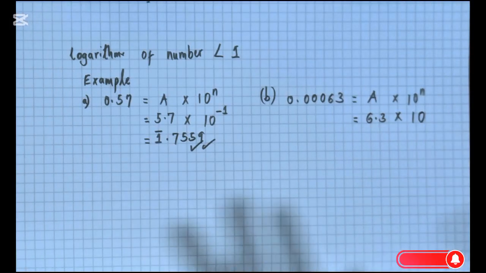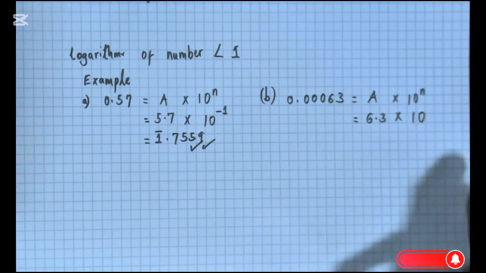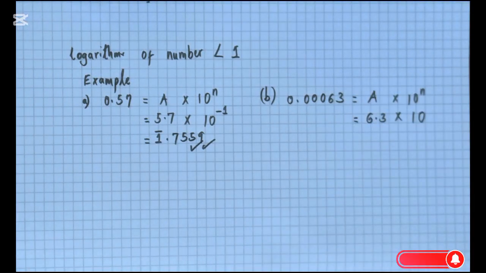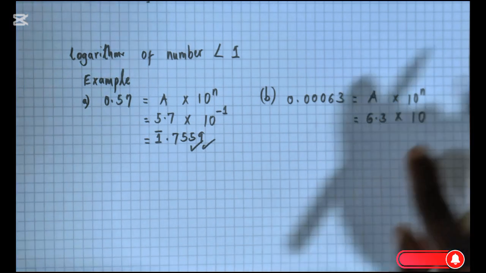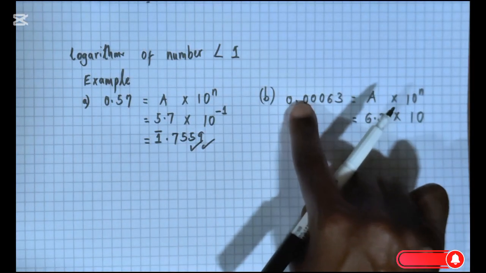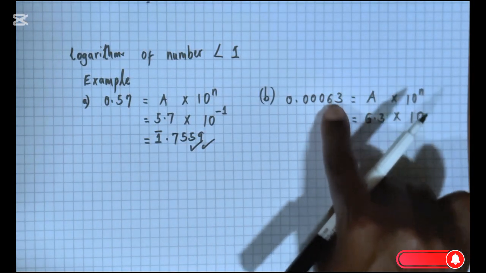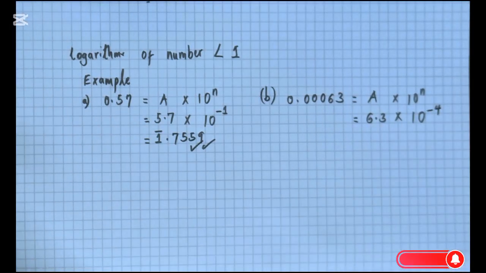times 10. So the number of times we moved the decimal point to get 6.3 is what's going to form our n value. And of course, that's also going to be a negative number. Why? Because we are moving the decimal point to the right. So the number of times I moved it is 1, 2, 3, 4. So we are going to have our 10 here raised to -4.